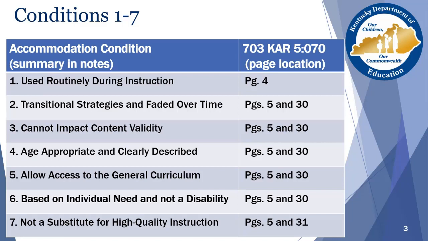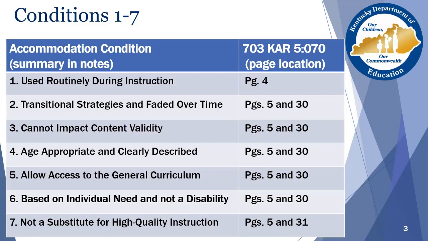For 4, accommodations shall be age-appropriate and clearly described in the student's educational plan. 5, accommodations shall be for the purpose of students accessing the general education curriculum. Accommodations allow students to demonstrate what they know and are able to do so independently. Accommodations shall in no way lead the student to the correct answer.